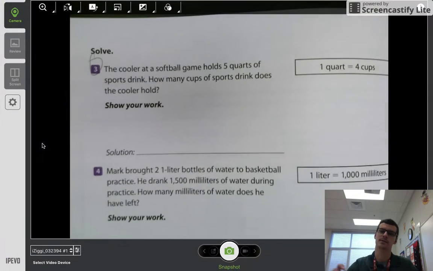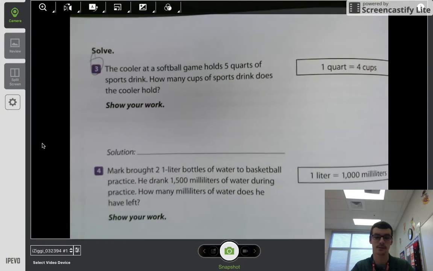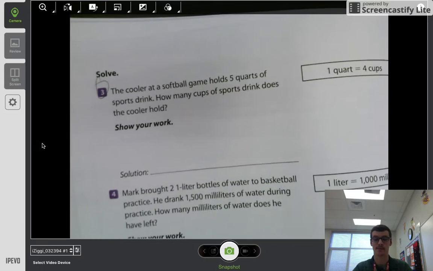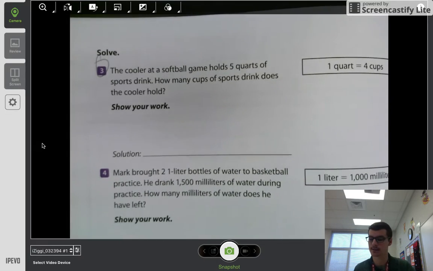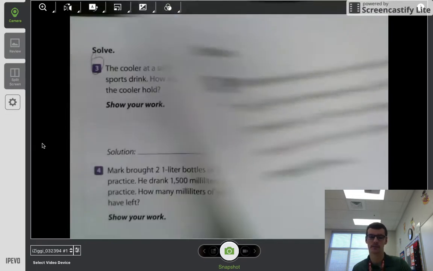I'm your host, Mr. Cavender, and today I'm going to be talking to you about going through different types of length, mass, liquid volume, different things like that.